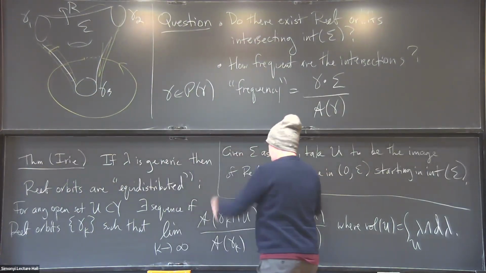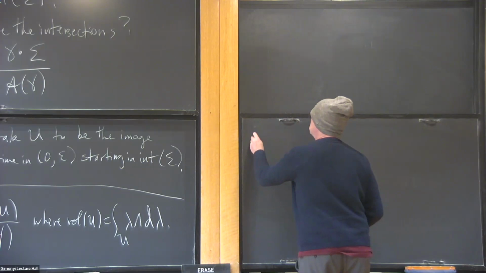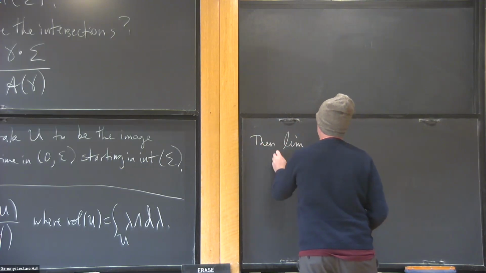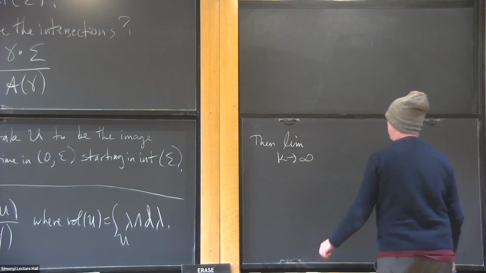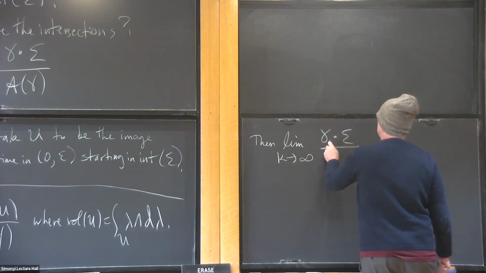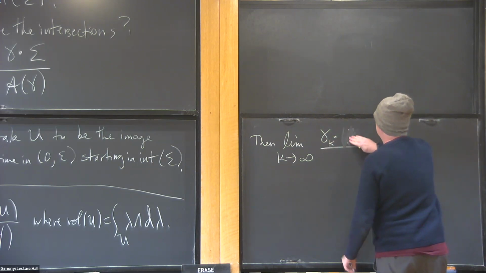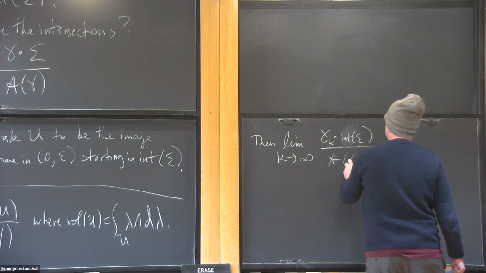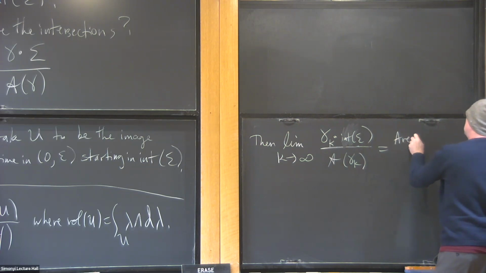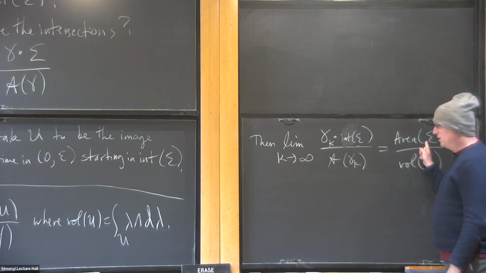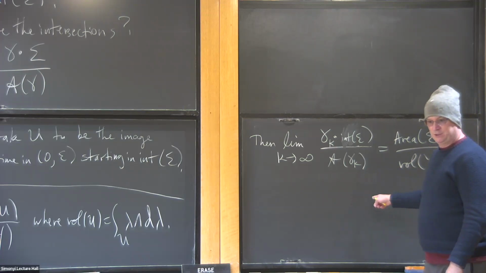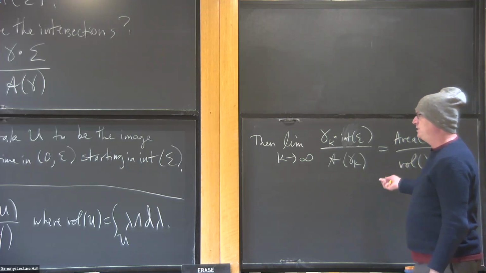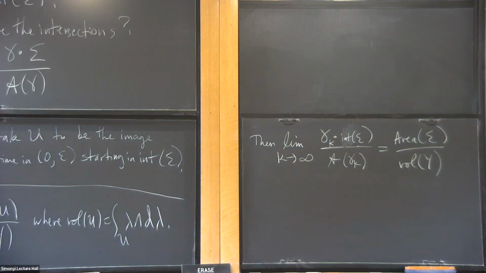So if you have this equation, then that's going to tell you that the limit as k goes to infinity of the number of intersections of gamma k with the interior of sigma, divided by the action of gamma k, is the area of sigma divided by the volume of Y. But here the area of sigma is computed with d lambda. So this is what you get if you have equidistribution, which holds for generic lambda. And for this, I don't actually need the assumption that the boundary of the surface is along Reeb orbits. So this would work for any surface transverse to the Reeb vector field.